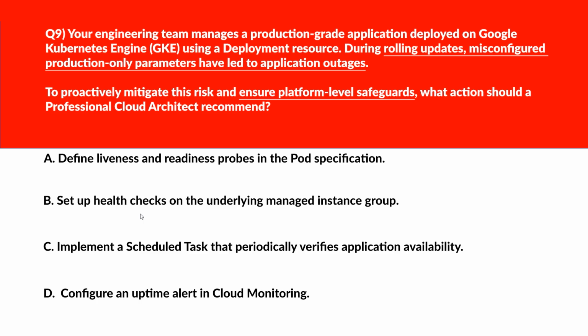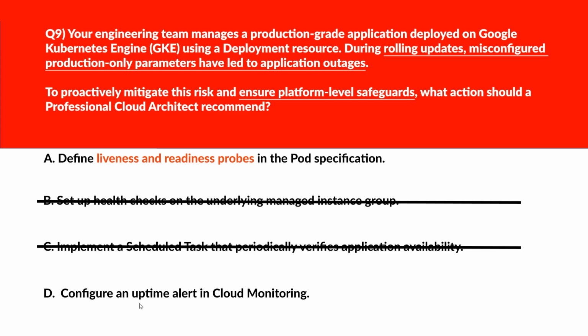B says set up health checks on the underlying managed instance group. This option applies to Compute Engine, not Google Kubernetes Engine pods, which is irrelevant for Kubernetes native deployment. Wrong answer. We'll move to now C. C says implement a scheduled task that periodically verifies application availability. This option will add monitoring, but it doesn't prevent rollout related outages or misconfigurations. Hence incorrect. Let's move to D.